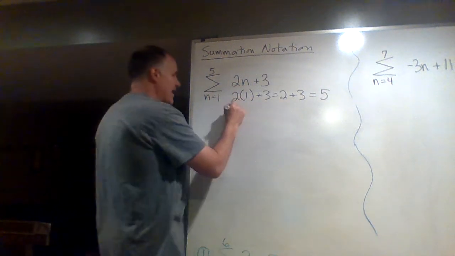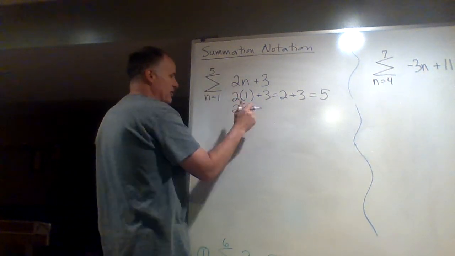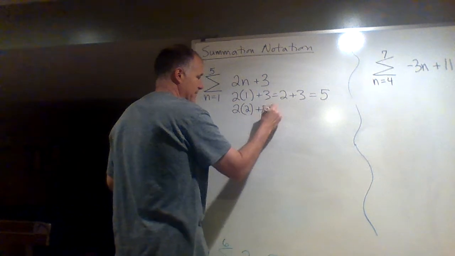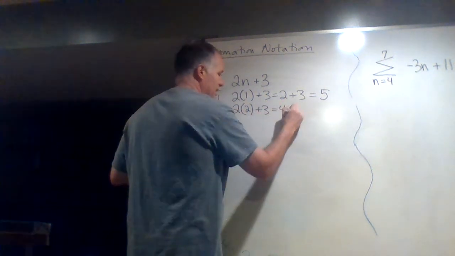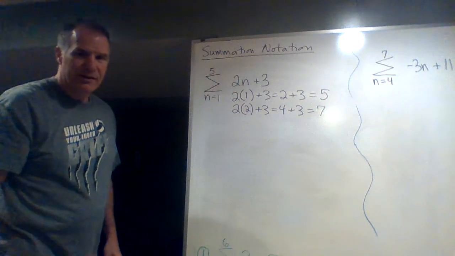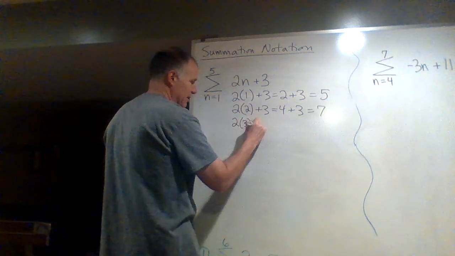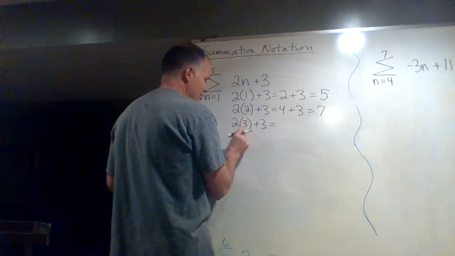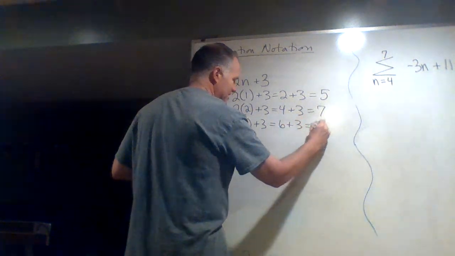Now we're going to take that same formula, but since we're going from 1 to 5, we plug in a 2 this time. 2 times 2 is 4, plus 3, so this time we got 7. Then we just keep going. 2 times 3 plus 3. 2 times 3 is 6. 6 plus 3 is 9.